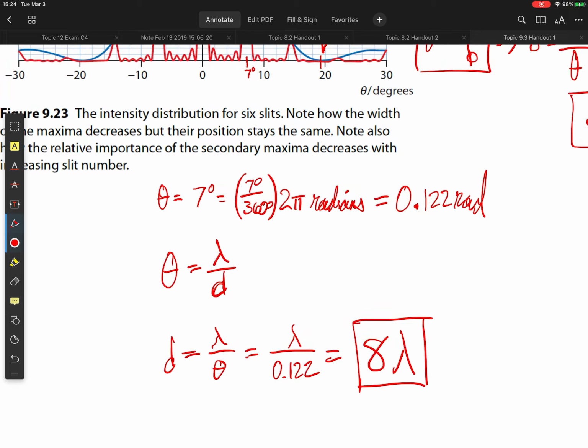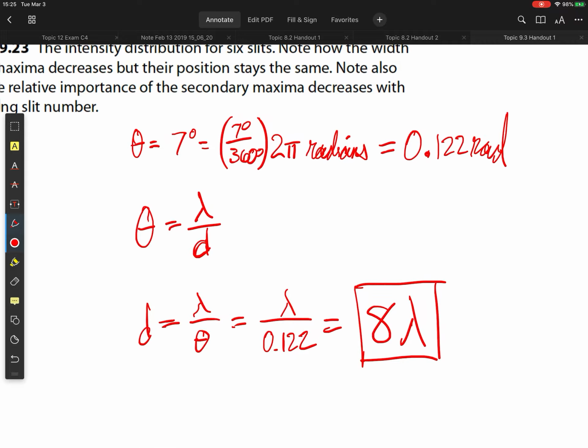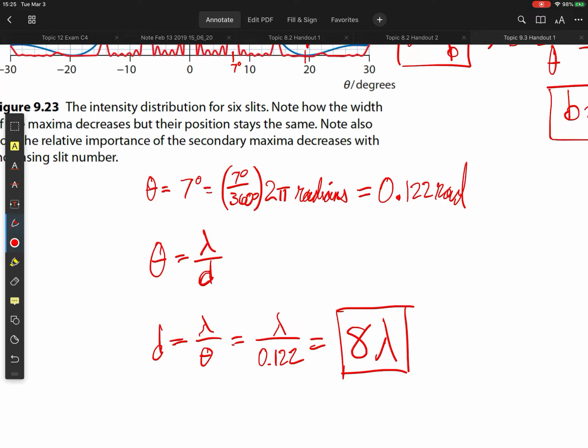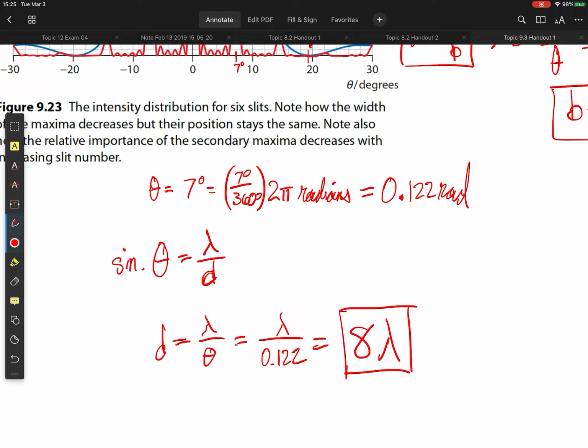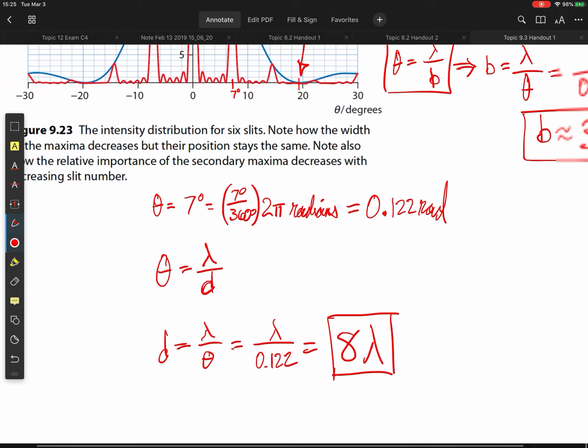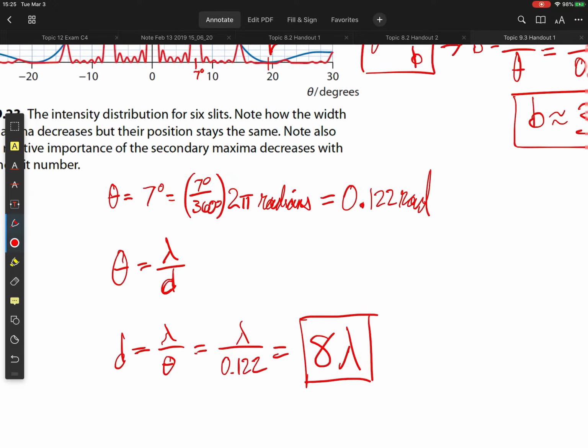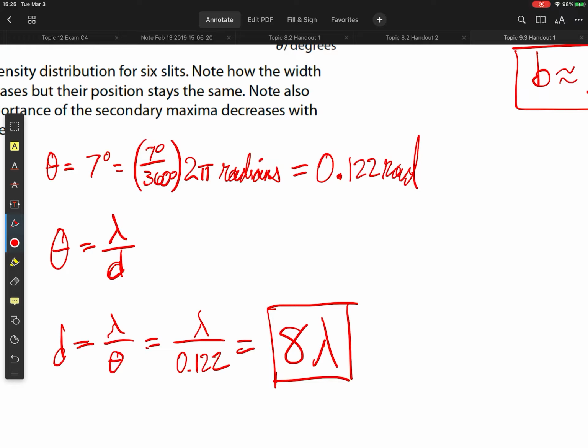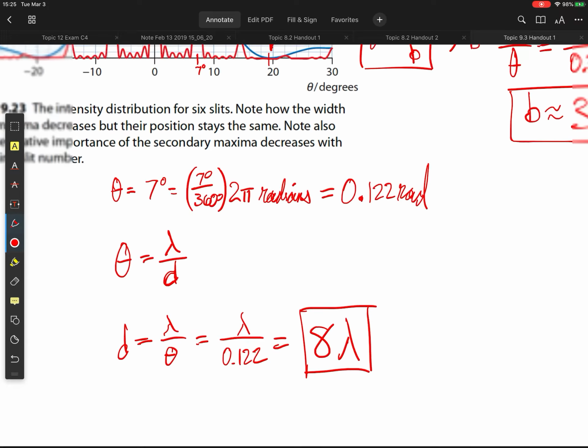I'm using a small angle approximation, which is usually okay to do, but not always. If I weren't using the small angle approximation, I would need to have a sine function out in front of my angle. We don't really need to do that though. Then we just follow the same procedure we did before, and we will find that 1 divided by 0.122 is about equal to 8. Again, this is an approximation. It's not exactly equal to 8, but that's okay.